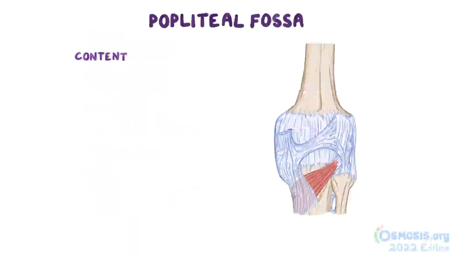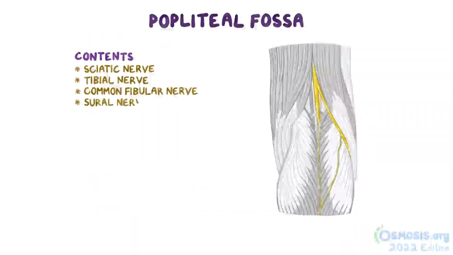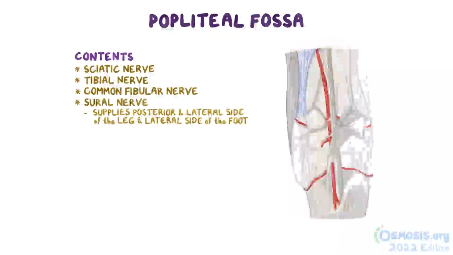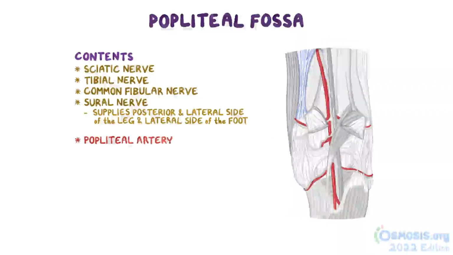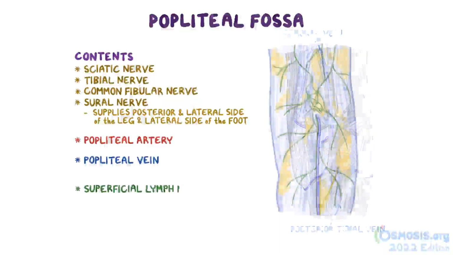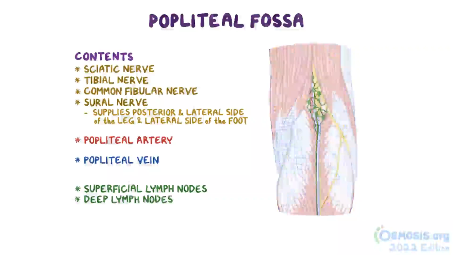The fossa also contains structures like the sciatic nerve, the tibial nerve, the common fibular nerve, and the sural nerve, which ultimately supplies the posterior and lateral side of the leg and the lateral side of the foot. The deepest neurovascular structure is the popliteal artery, which continues the femoral artery after it passes through the adductor hiatus. Then there's the popliteal vein, a continuation of the posterior tibial vein that terminates at the adductor hiatus, where it becomes the femoral vein. Finally, the popliteal fossa has superficial lymph nodes in the subcutaneous tissue and deep nodes around the popliteal vessels.